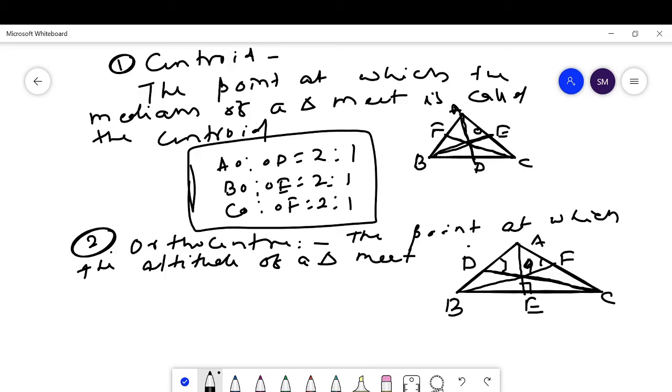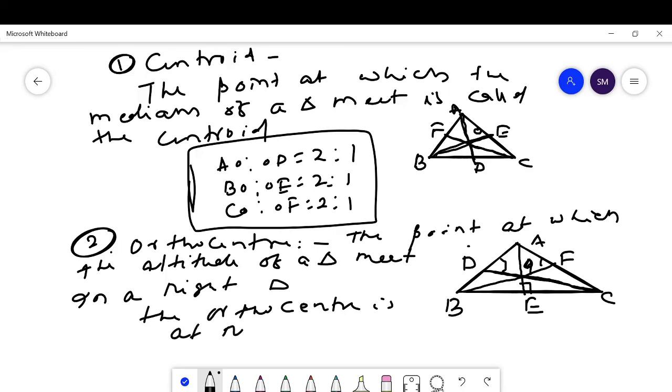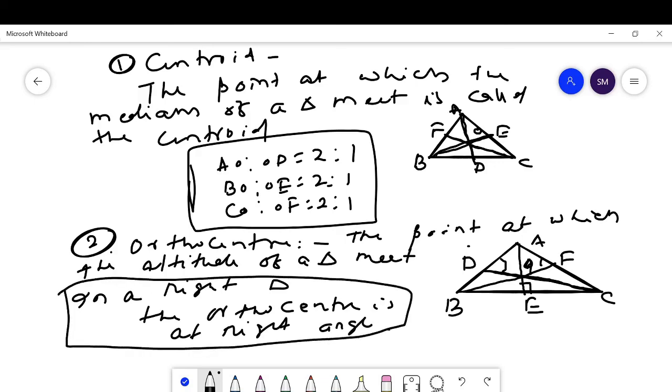And one important point here also: in a right angle triangle, the orthocenter is at the right angle vertex. It is an important point. Okay. Here the centroid is where the medians meet, and they intersect each other in the ratio 2:1. Orthocenter is the point at which altitudes meet. In a right angle triangle, the orthocenter is at the right angle.